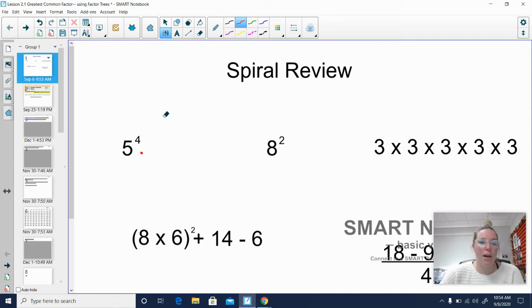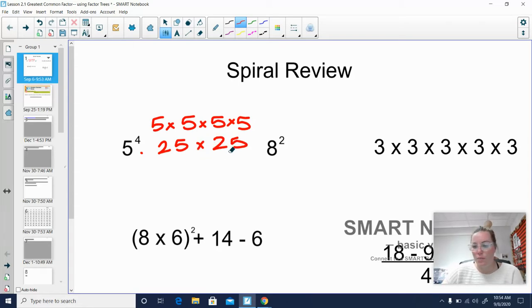So 5 to the 4th power is the same as 5 times 5 times 5 times 5. 5 times 5 is 25 times 25. I know 20 times 25 would be, let's see, 500. And 5 times 25 is 125, so that would make it 625.